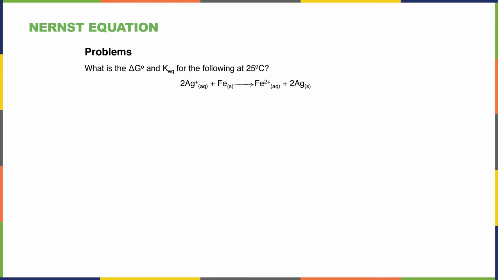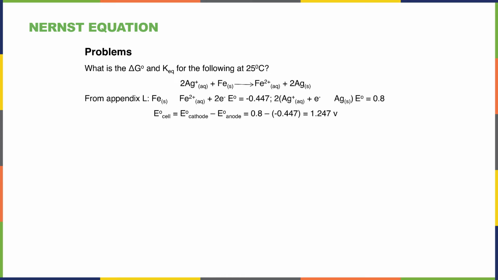Well, remember, if you specify 25 degrees, you can look up various things in the back of the book under table L and figure out what E0 is. And so that's what we'll do first. If you go to Appendix L, you can look up the iron to iron 2 plus 2 electrons, and that's the oxidation. And so remember what's in the table is all reductions. And so this one is the opposite sign of what's in the table.